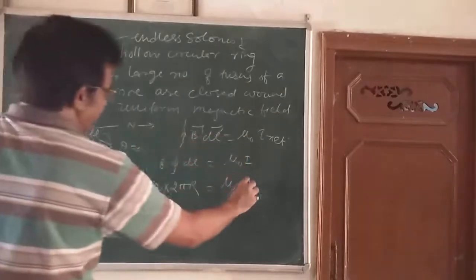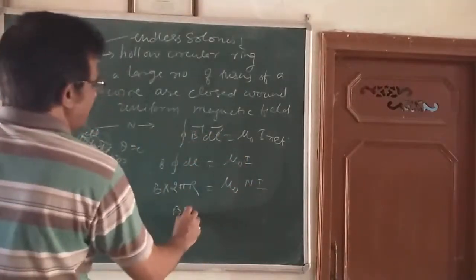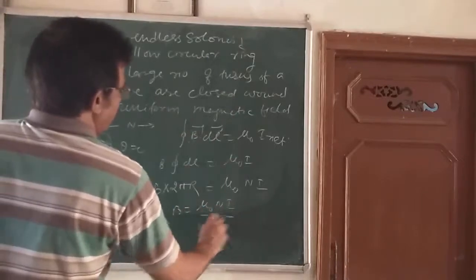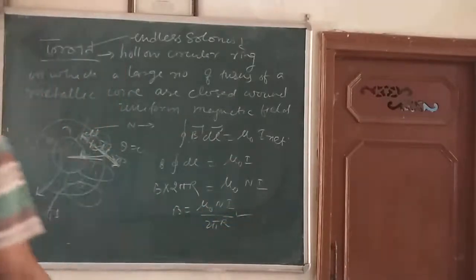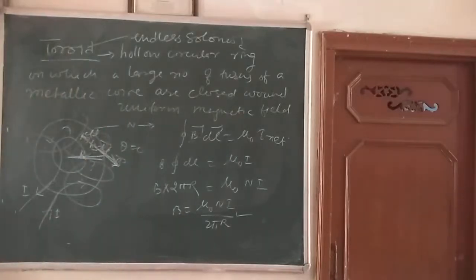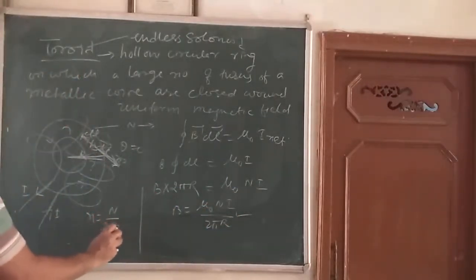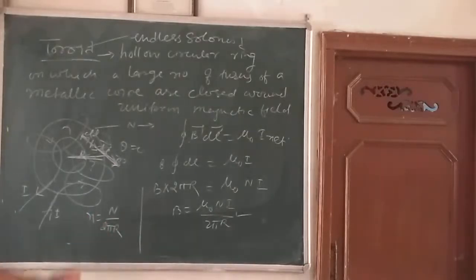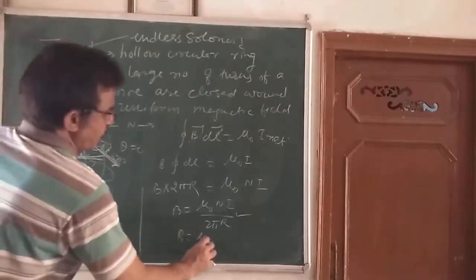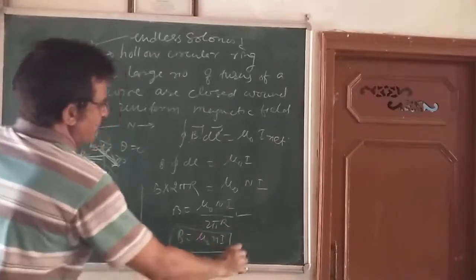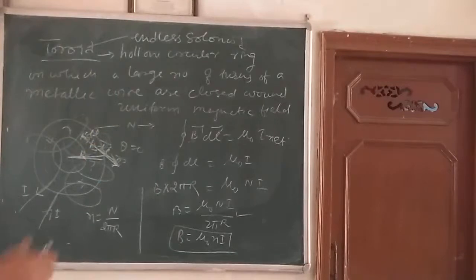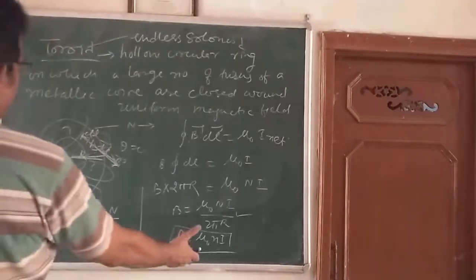the total current I, and the total number of turns is N. So I can write B is equal to mu naught N I upon 2 pi r. This is the result. This is the magnetic field due to the toroid. The number of turns per unit length is N divided by 2 pi r. This is the number of turns per unit length. I can write here mu naught n I. This is the magnetic field due to the toroid. So we can say the magnetic field due to the solenoid we had already calculated, and this is due to the toroid.